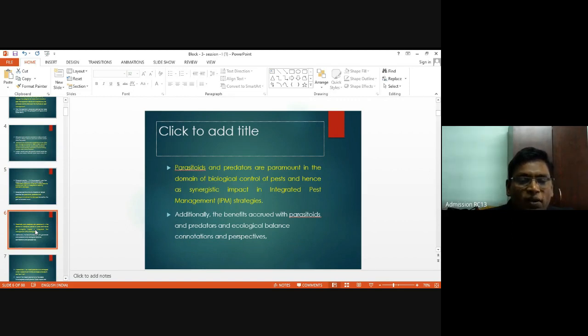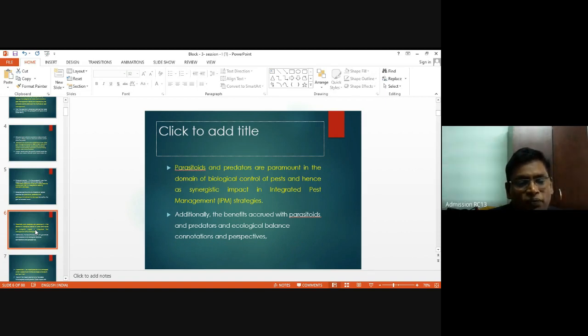Parasitoids and predators are predominant in the domain of biological control of pests, and have a synergistic impact in integrated pest management. So these insect parasites, and some of the predators from the insect group, play a very important role in the biological control of the pest and in integrated pest management. These organisms make a very important contribution.